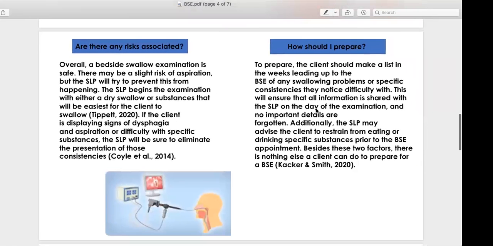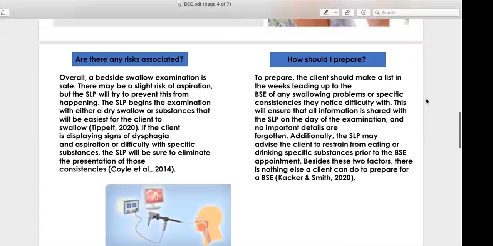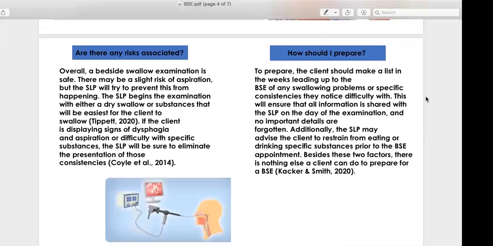So are there any risks associated with the bedside swallow examination? Overall, the bedside swallow examination is safe. There may be a slight risk of aspiration, but the SLP will try to prevent this from happening. The SLP begins the examination with either a dry swallow or substances that will be easiest for the client to swallow. If the client is displaying signs of dysphagia and aspiration or difficulty with specific substances, the SLP will be sure to eliminate the presentation of those consistencies.